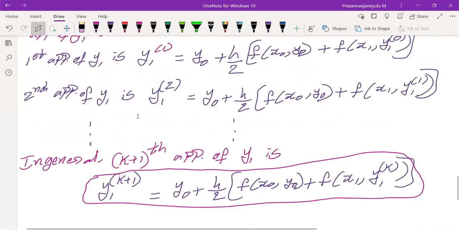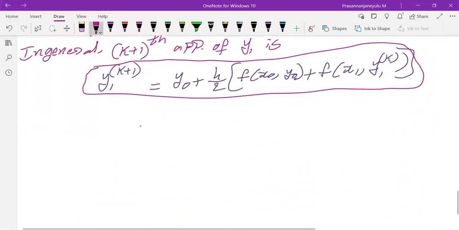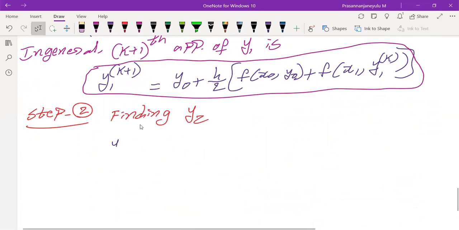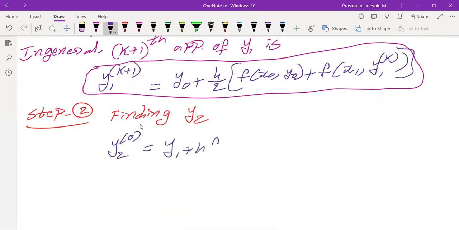Now going to take step 2. What is step 2? Finding y2. For finding y2, what we have to do? First, we have to go with Euler's method. So we have to go with the 0th approximation of y2. I'm not writing all these things here, so simply I'm mentioning the 0th approximation of y2. What is Euler's formula? y1 plus h into f of x1 comma y1.